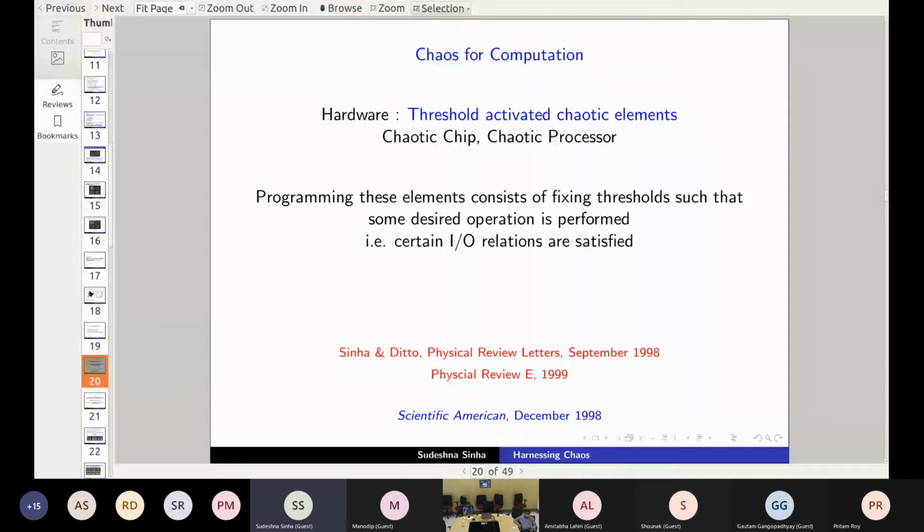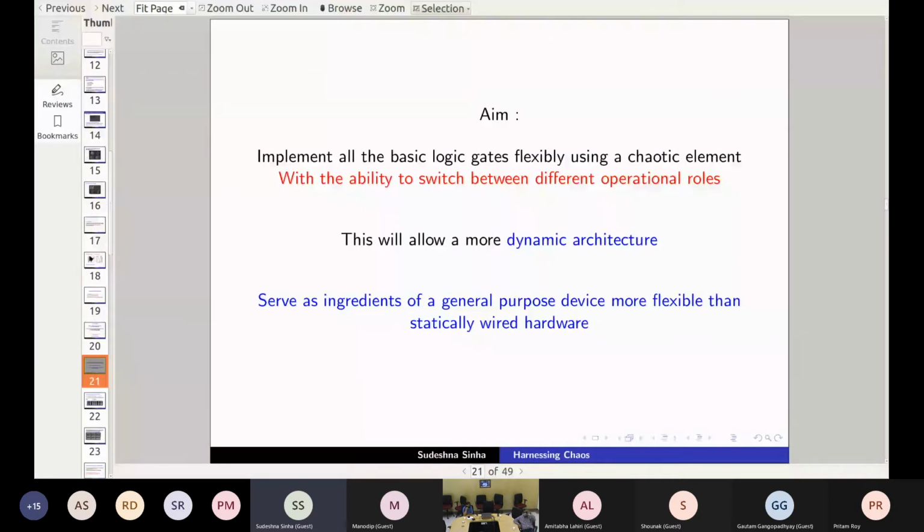Though there's a short version here and a long version here, I think the best version was written by Wyatt Gibbs in Scientific American, which is a little bit popular, but I think he wrote it better than we did. Anyway, so here was the aim. I need something which has the ability to switch between these operational roles. And if they manage to do it, it would give you a more dynamic architecture. You could have a general purpose device, but it'll be more flexible. That is the idea. That is the hope.